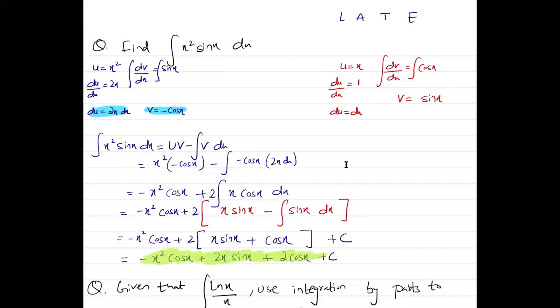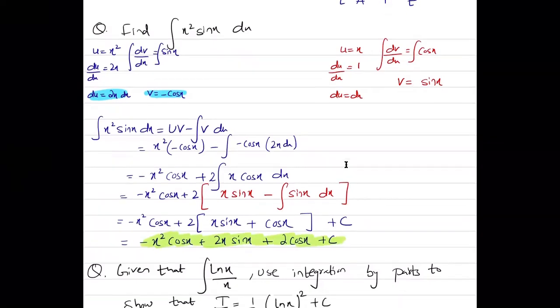So in these type of question, you might be asked to integrate twice. The by parts is going to be applied twice. Shall we move on to the next question? Okay.